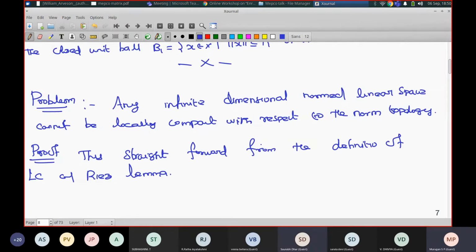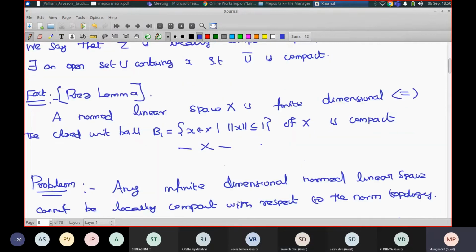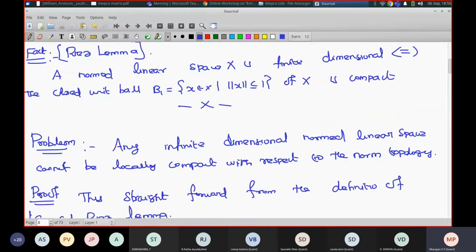We can use e1, e2, e3, because they have norm equal to 1 and belong to B1, and for compactness it must have a convergent subsequence, the sequential criterion. But here it is not e1, e2, right? Here it is a general normed linear space. You have to use the Riesz lemma. How to use the Riesz lemma?